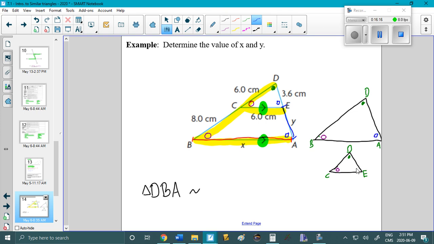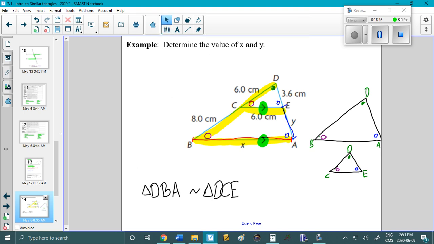But I would argue that you don't actually need to find the third angle or explain that the third angle is equal, because if two triangles have two angles that are the same, the third one has to be the same because they both add up to 180. So we're going to say that triangle DBA is similar to triangle, and now we list the angles in the little triangle that match. So D goes with D, obviously. Angle B goes with angle C, and angle A goes with angle B.